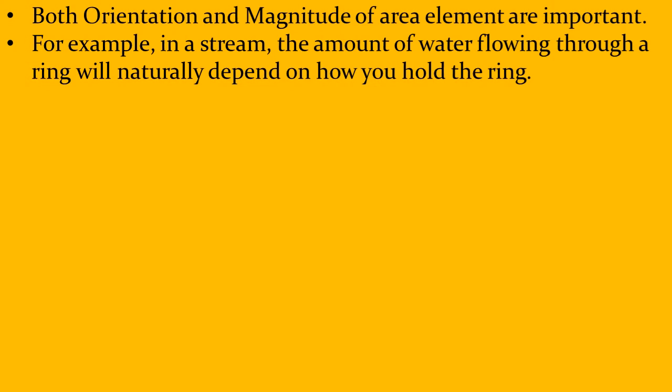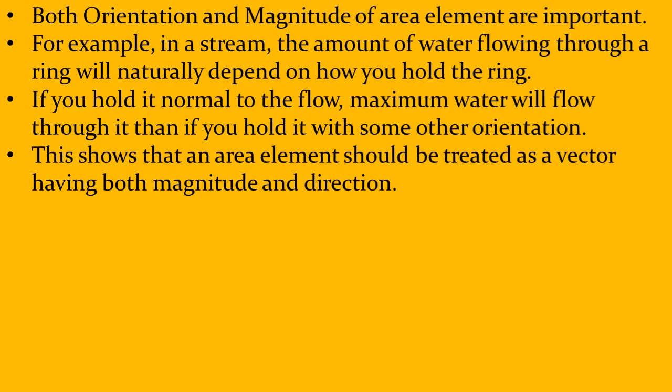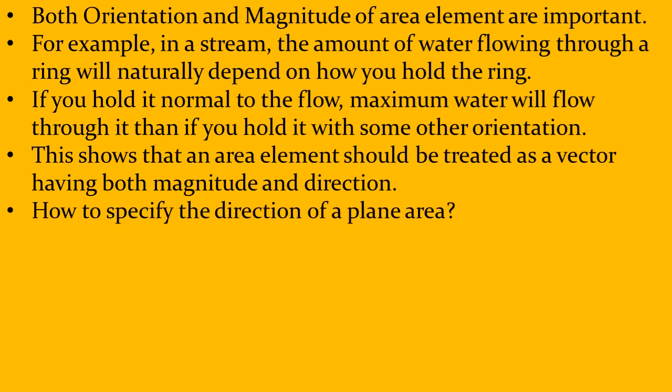Now, in the case of a stream, the amount of water flowing through a ring, suppose I hold a ring in a flow of water, will depend on how I hold the ring. If I hold it perpendicular to the flow, maximum water will flow through it. If I hold it in some other orientation, lesser water will flow through it. This shows that an area element has to be treated as a vector. That means it has to have a magnitude as well as a direction. Now, how do I specify the area? How do I show a plane area as a vector?